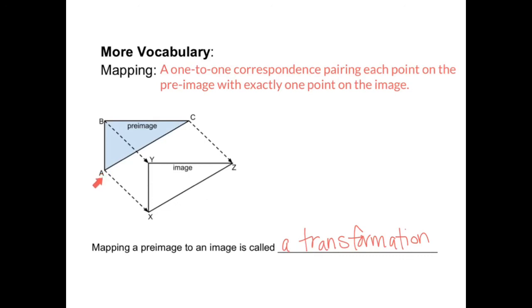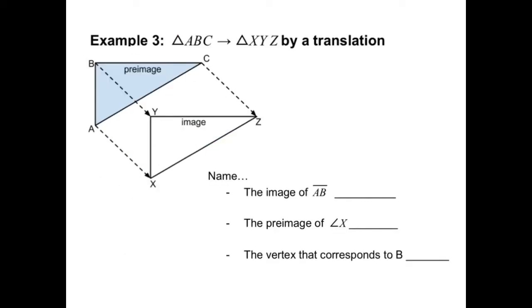Either way, in this example, we just map directly from the pre-image to the image, and we'll use that to name some pieces here. Using the concept of mapping, the image of AB. So AB is the pre-image. The image of that would be the segment XY. So we'll put that segment over there. The pre-image is what we're looking for here, the pre-image of angle X. Well, angle X is here. The pre-image of that, so you're working backwards, would be angle A.